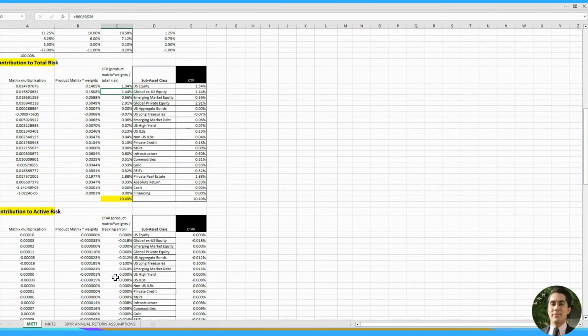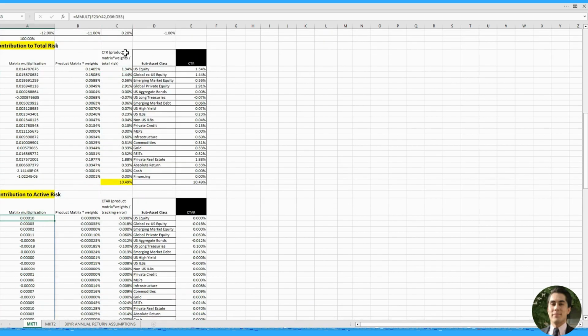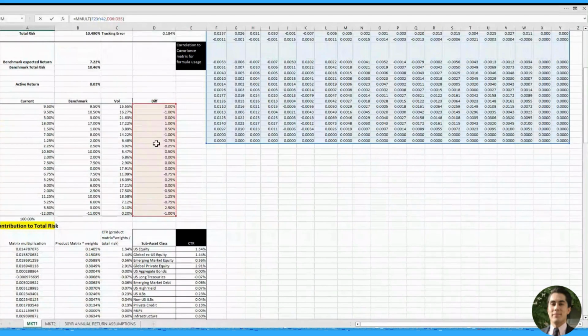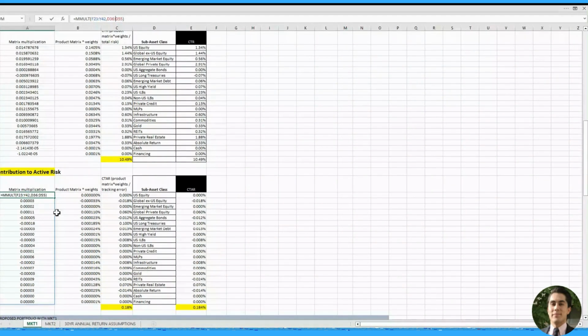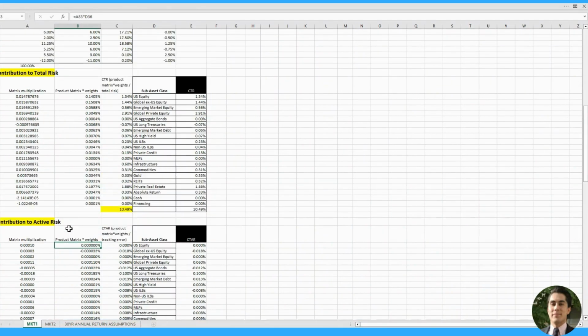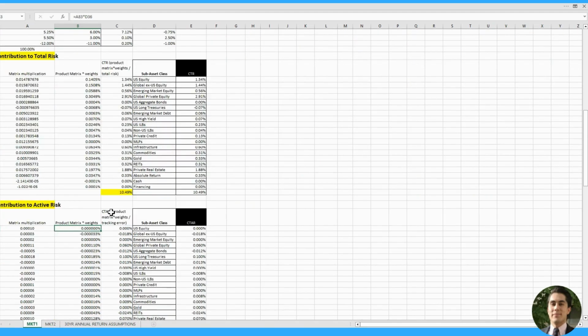Now, contribution to total active risk is basically the same. We need the matrix multiplication times our weights. But then instead of dividing by total risk, we're doing it by tracking error, because that's our active risk. So again, matrix multiplication this time is not about the weights of the portfolio, but about the difference in the weights. That's why it's important to compute our difference in weights for active risk. And then again, our product matrix is your matrix multiplication factor times the difference in the weight. In this case, it will be 0 because this is 0.